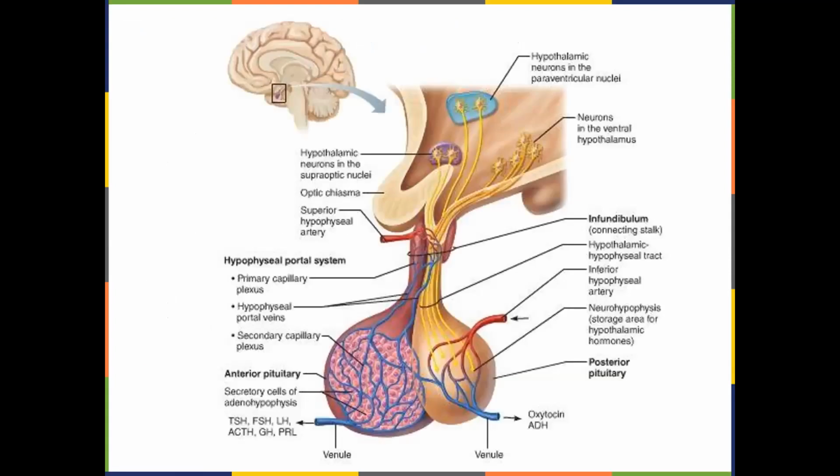So this is what the pituitary gland looks like. The anterior pituitary in the front is filled with secretory cells to make all six different types of hormones. The posterior pituitary is simply storage. It's gonna store oxytocin and anti-diuretic hormone. It does not make either one of those. It only stores those two.